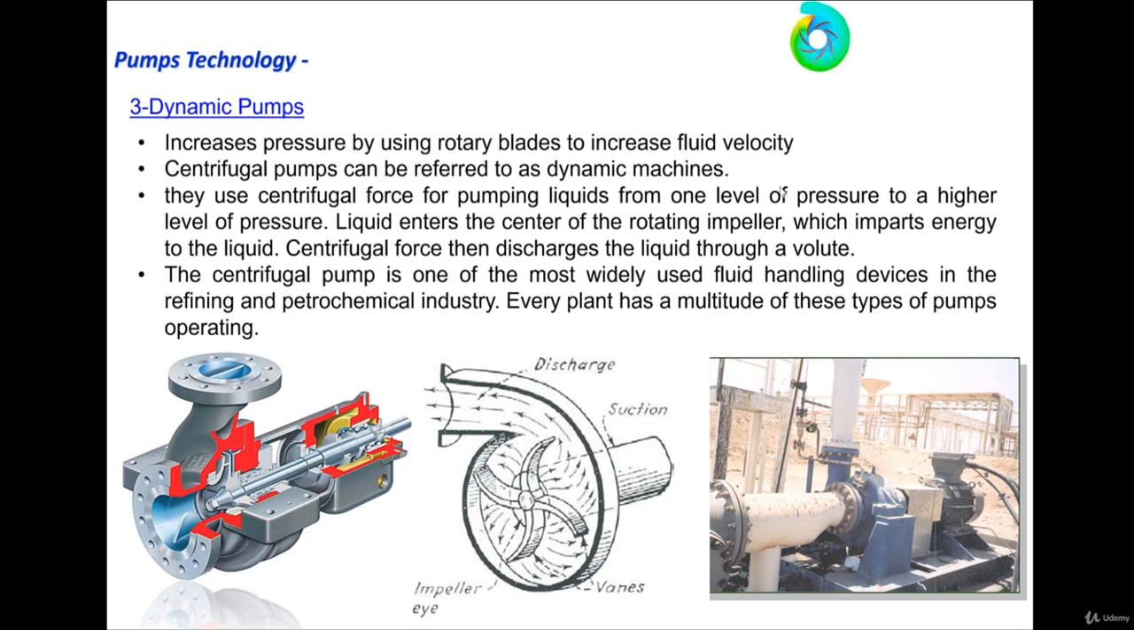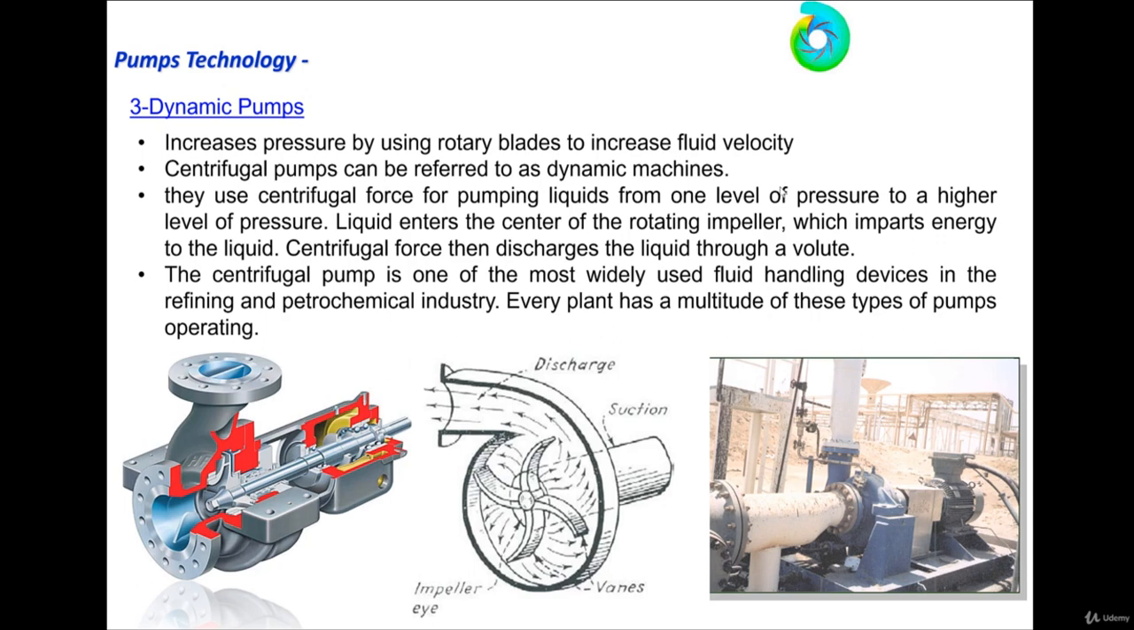The centrifugal pump can be referred to as a dynamic machine. They use centrifugal force for pumping liquid from one level of pressure to a higher level of pressure. Liquids enter the center of the rotating impeller, which imparts energy to the liquid. Centrifugal force then discharges the liquid through a volute.